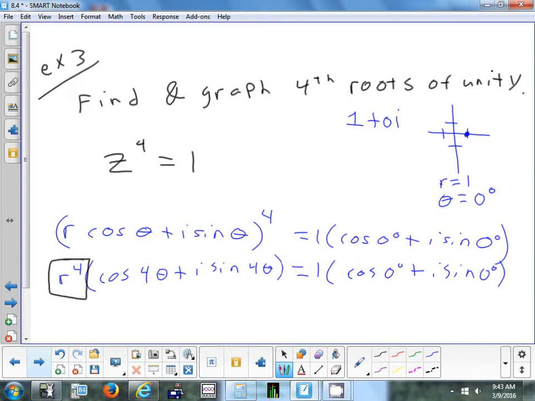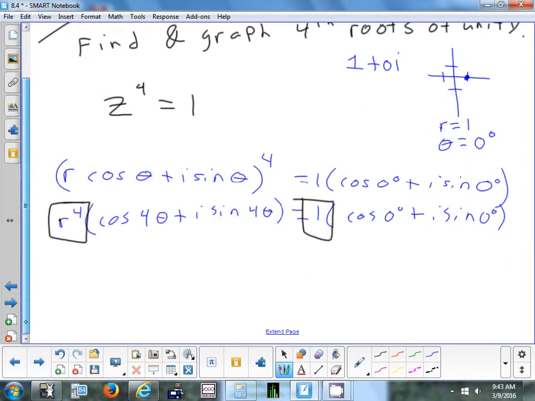That has to match that. My radius on the left has to match my radius on the right. So write that down: r to the 4th equals 1.